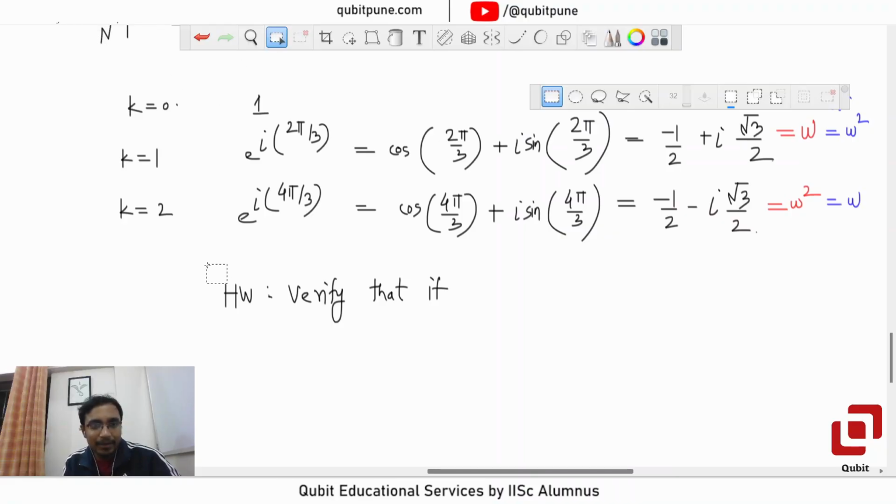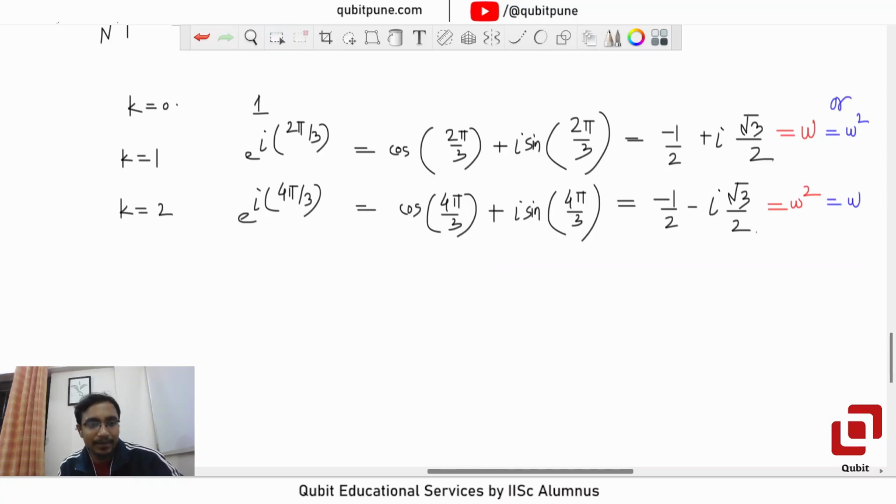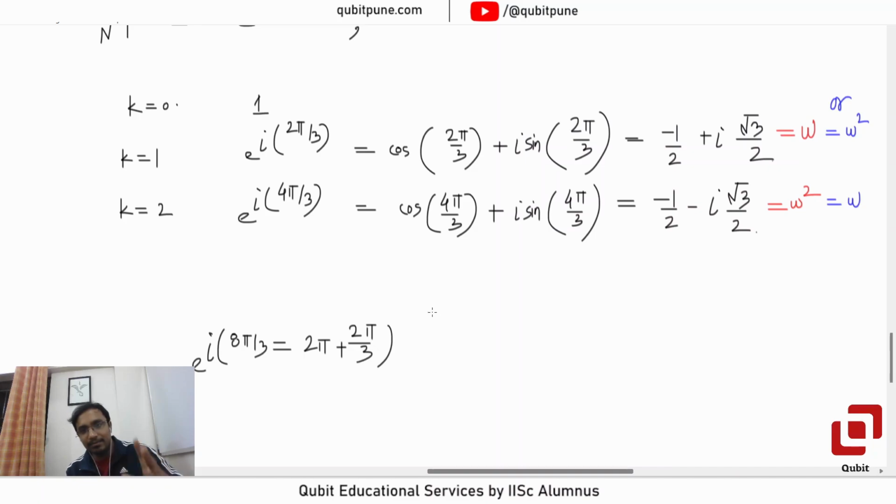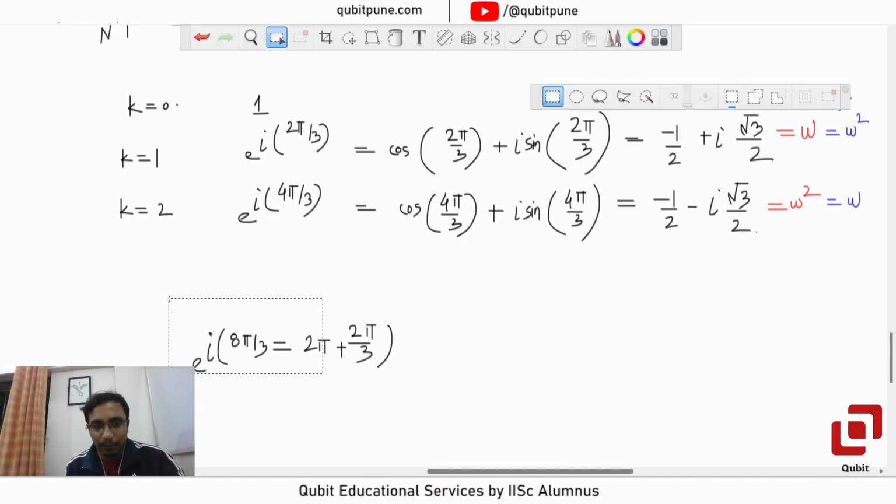Look here. Suppose I square e to the power i 2 pi by 3. Am I not going to get e to the power i 4 pi by 3? Yes. And suppose I square e to the power i 4 pi by 3. I'll get e to the power i 8 pi by 3. But 8 pi by 3 is essentially 2 pi plus 2 pi by 3. Right? So that automatically gets verified.